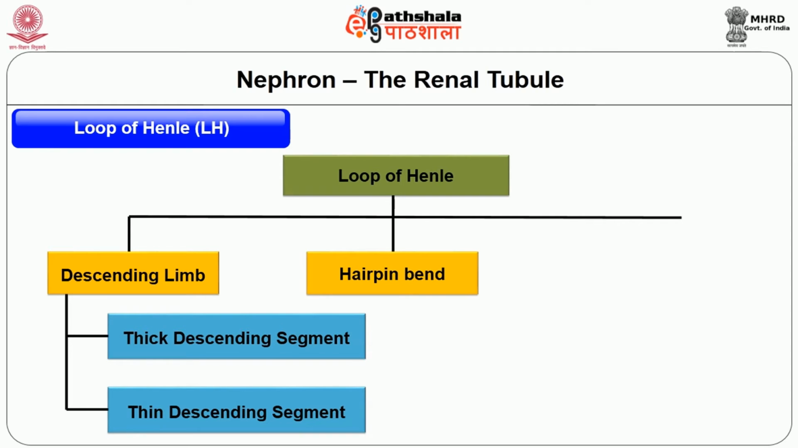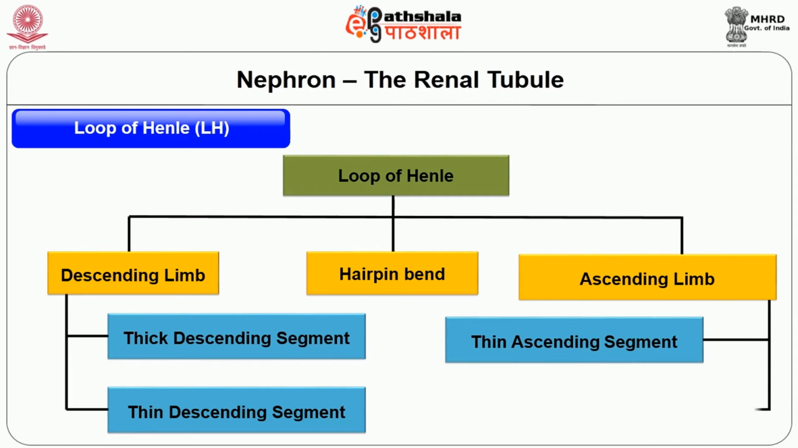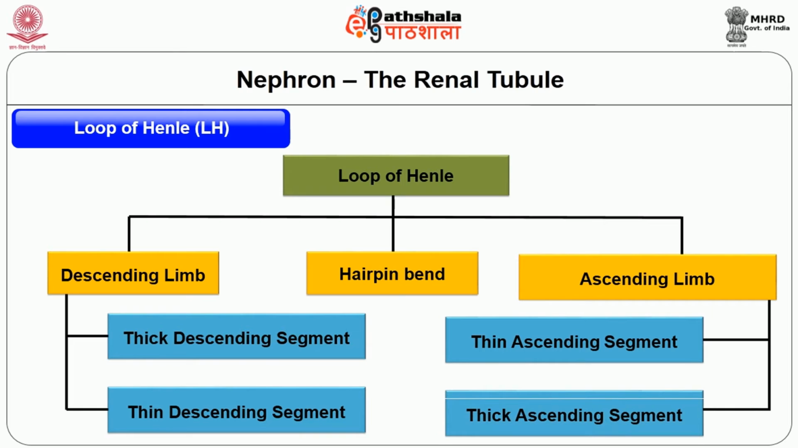It is formed by flattened epithelial cells without brush border and is continued as the ascending limb of the loop of Henle. The ascending limb or segment of the loop of Henle has two parts, thin ascending segment and thick ascending segment. The thin ascending segment is the continuation of the hairpin bend. It is also lined by flattened epithelial cells without brush border. The total length of the thin descending segment, hairpin bend and thin ascending segment of the loop of Henle is 10 mm to 15 mm and the diameter is 15 microns.